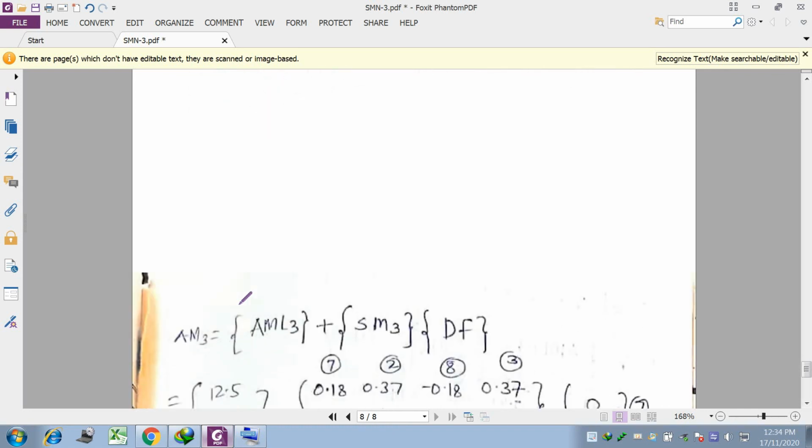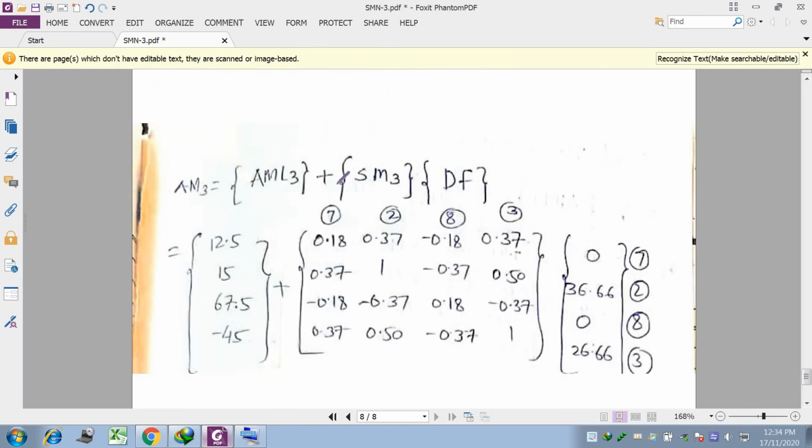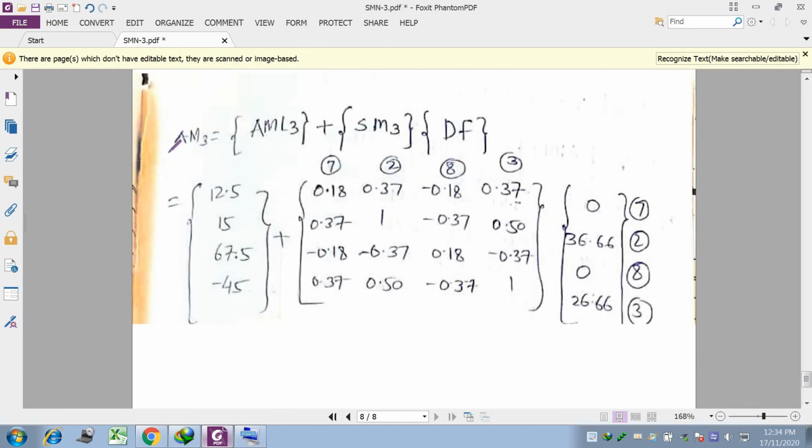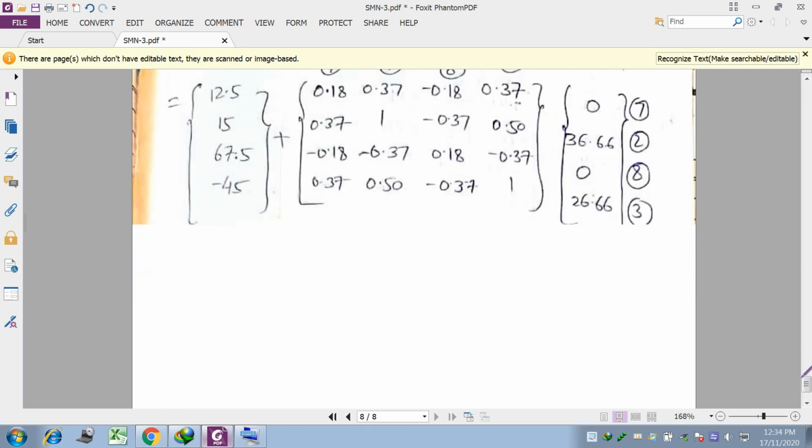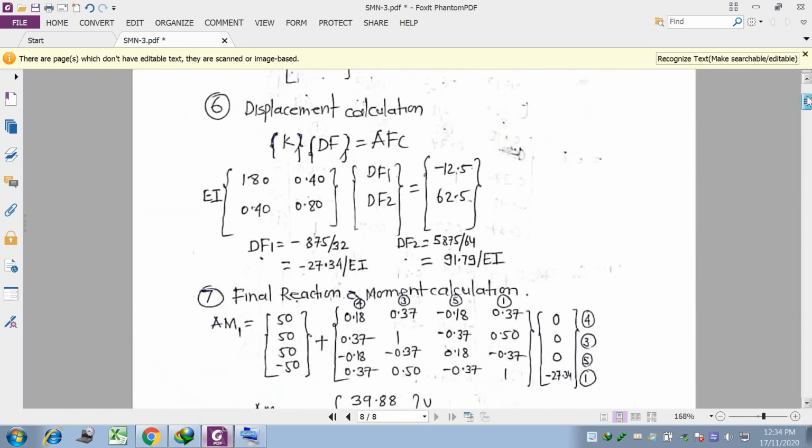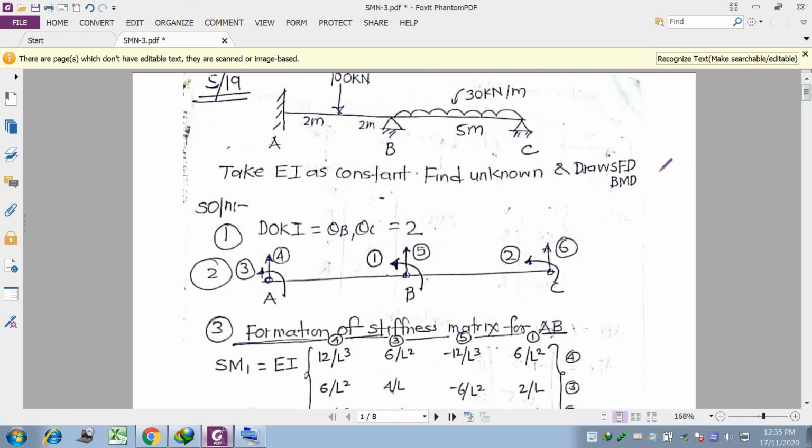your bending moment and shear force diagram. So I have not solved till the end, I have completed till AM3, so you can carry on or extend the further calculation part. Okay, so this was the numerical which was asked in the summer 2019 examination.